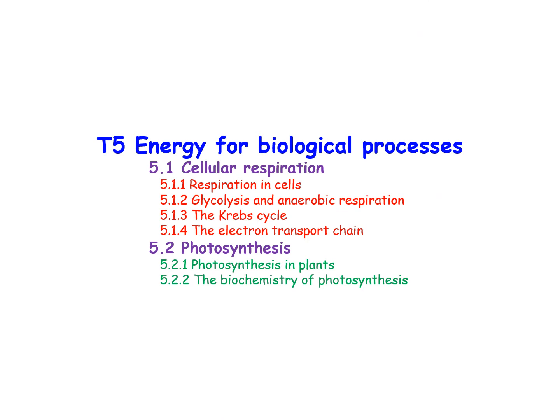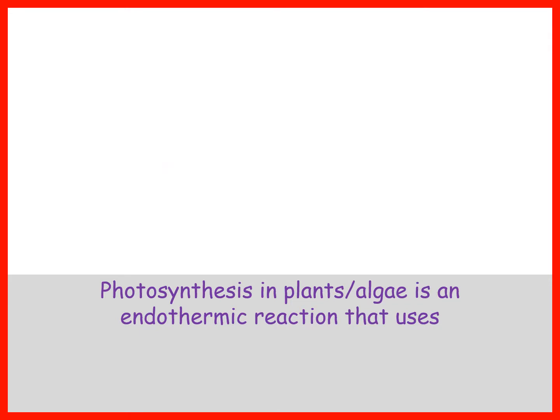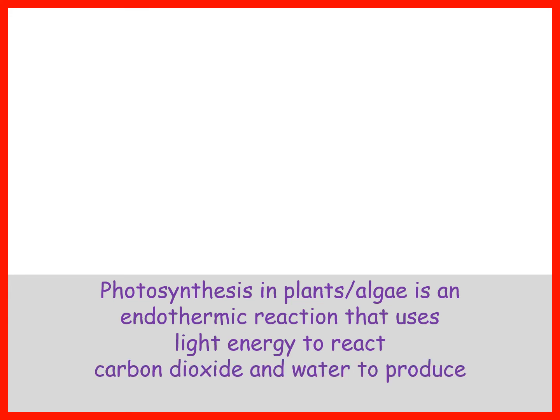Photosynthesis. Photosynthesis occurs in both plants and algae, and it's an endothermic reaction, which means that it requires energy for the reaction to occur, and that energy comes through light energy that is absorbed to react carbon dioxide and water, which produces glucose and oxygen, which is why plants and algae are producers.